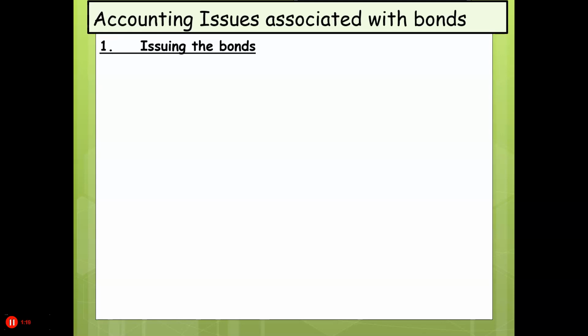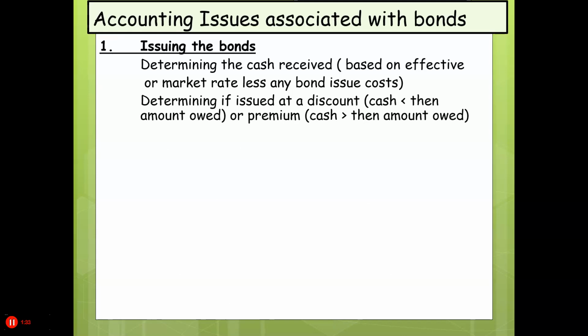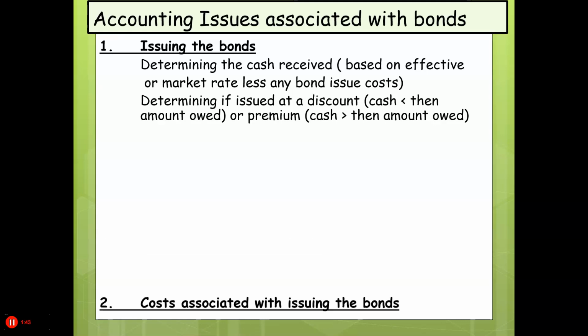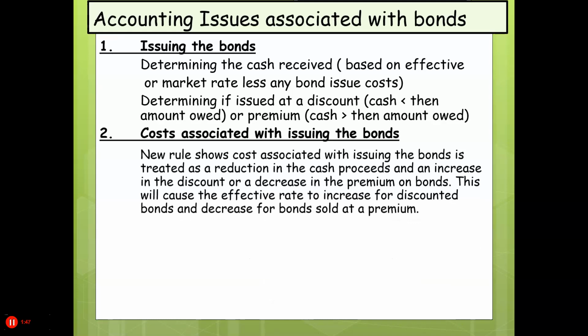we're going to have some challenges, and the first is we have to figure out the cash that's going to be received, and it's all based on the effective or market rate less any bond issue costs. Now, you're going to first determine, was it issued at a discount, where the cash is less than the amount owed, or a premium, where the cash is more than the amount owed.